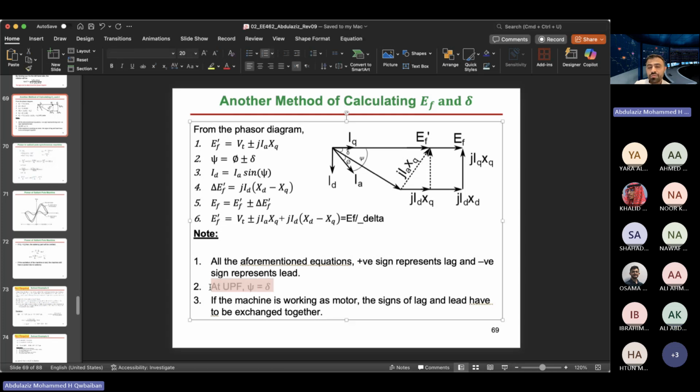For a unity power factor, theta will be 0, so psi would equal delta. The last part: if the machine is a motor, not a generator, because this is for a generator where EF is leading VT and delta is positive, the signs of lag and lead have to be exchanged together. So you have to flip basically the plus and minus to be minus and plus, minus and plus. Okay?